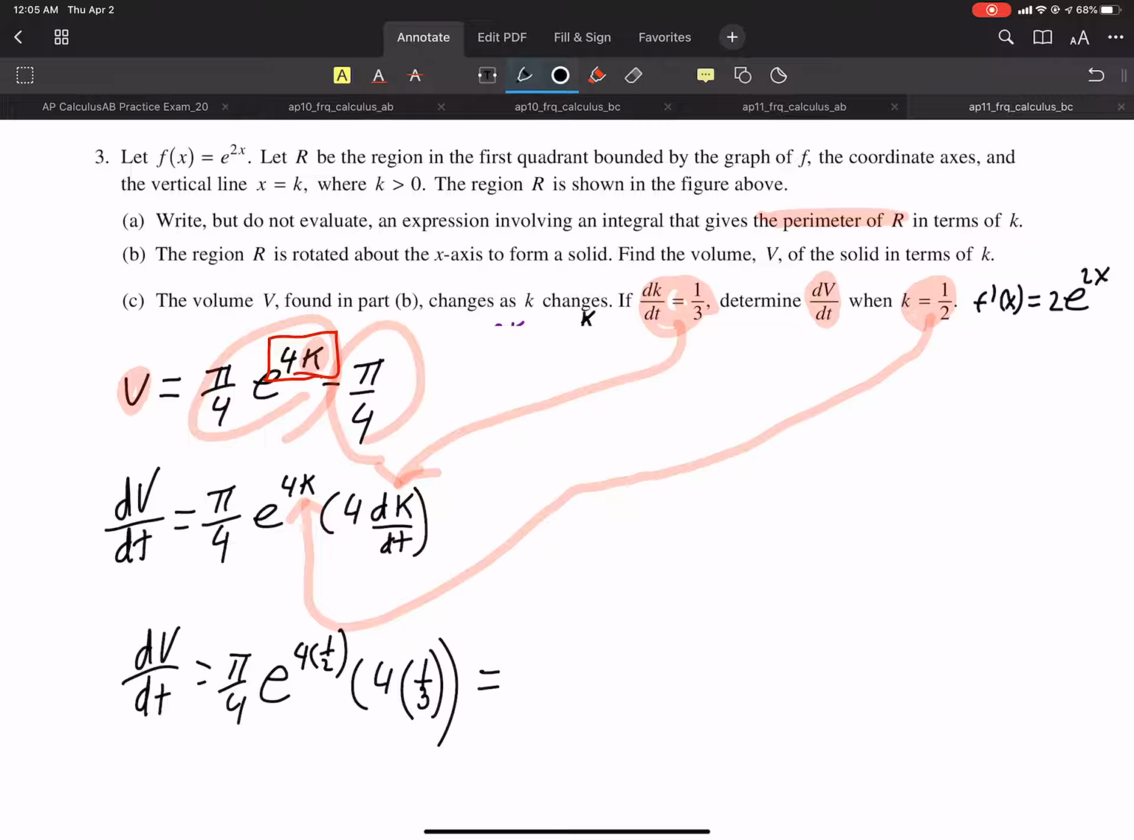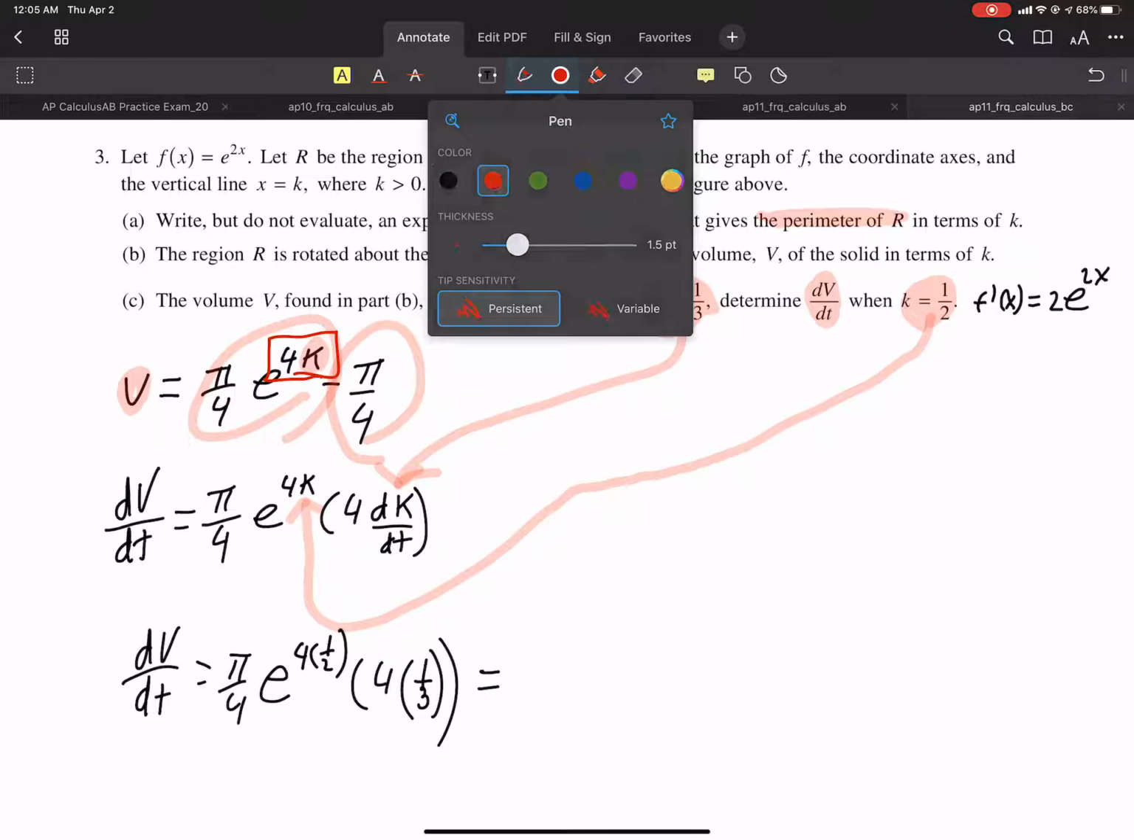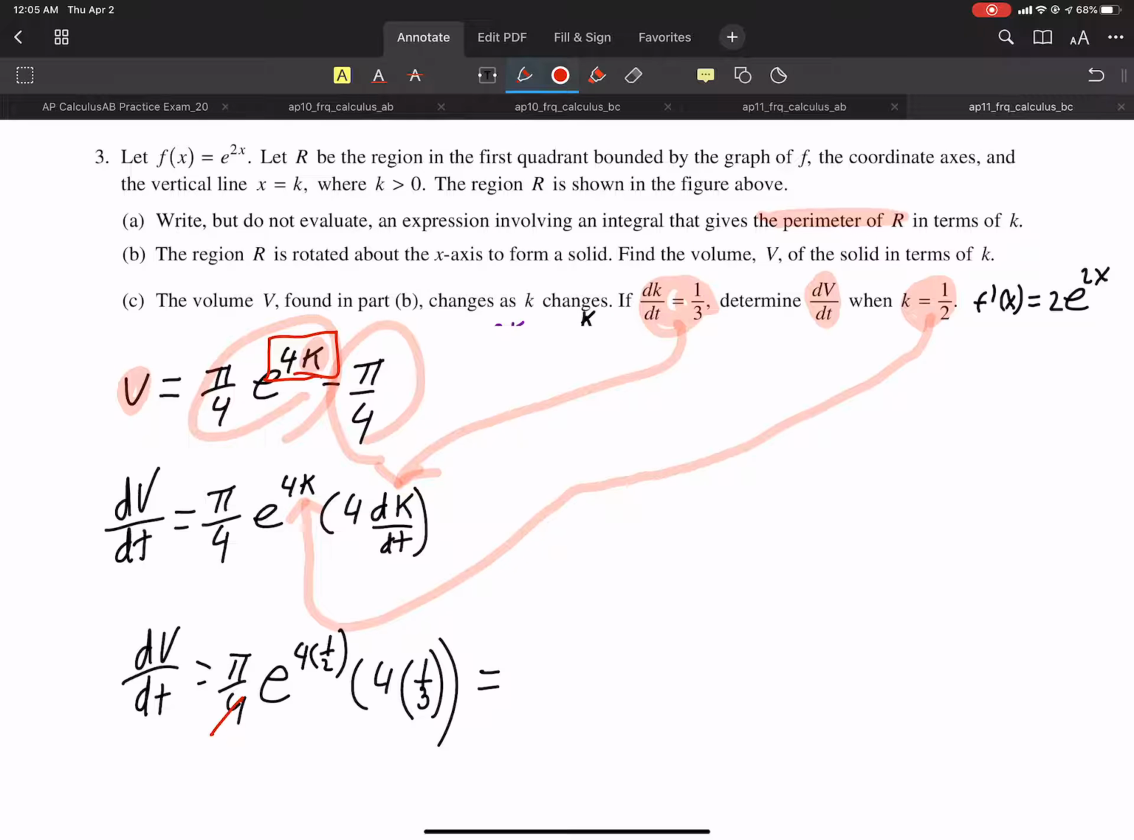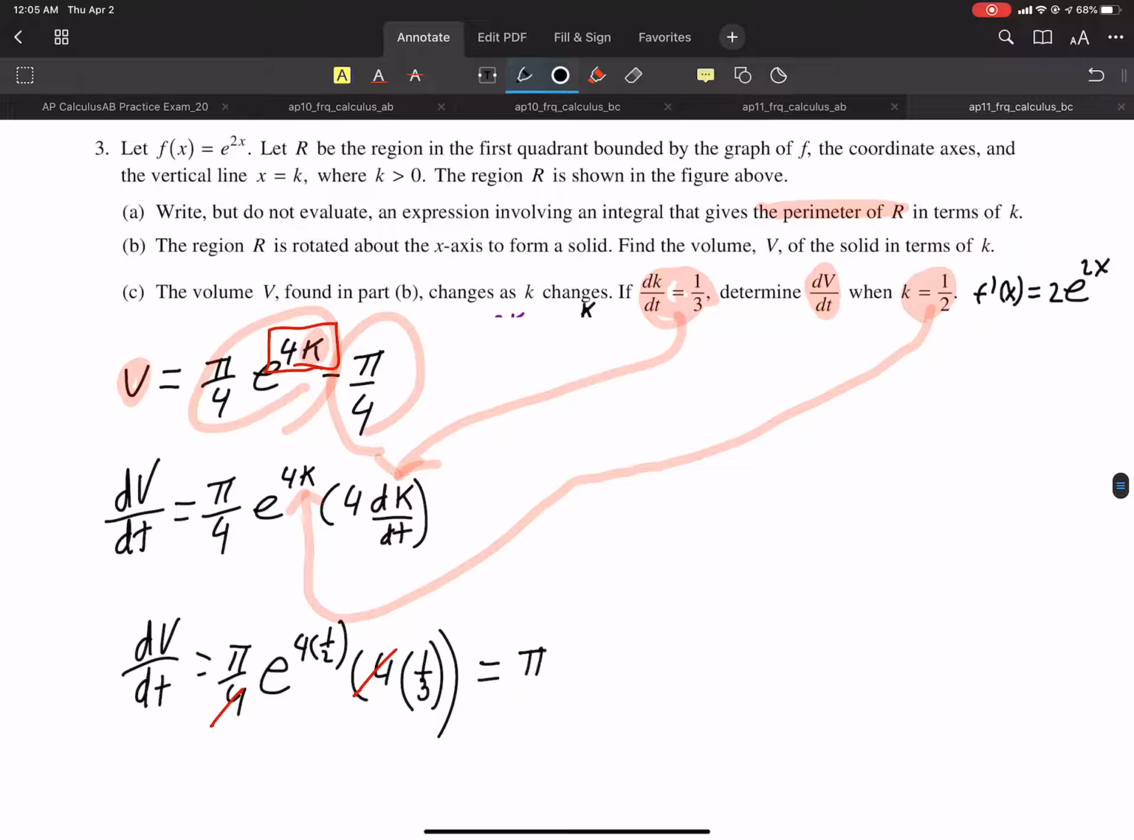Now, I urge you to stop there. Some of you OCD crazies need to simplify. Please don't, because that just adds to the possibility of getting this wrong. So we have a pi left over, e squared left over, and a 3 on the bottom. There is my answer. Done.